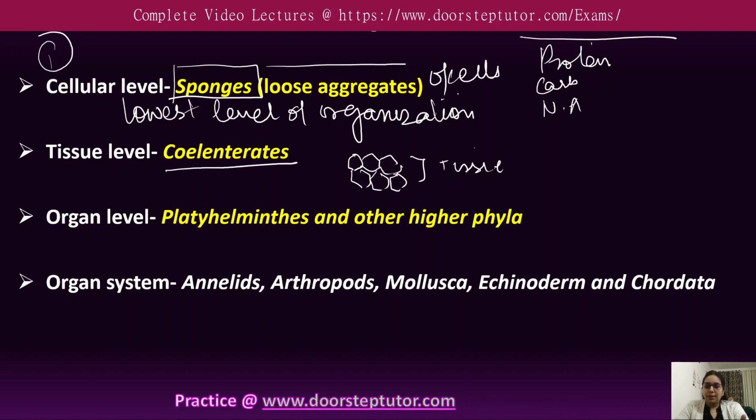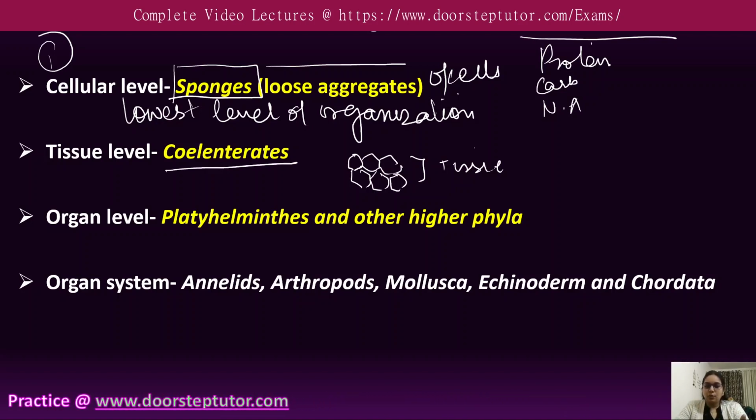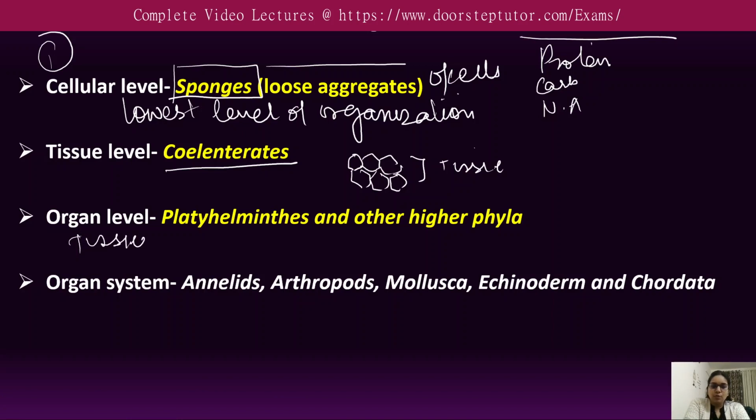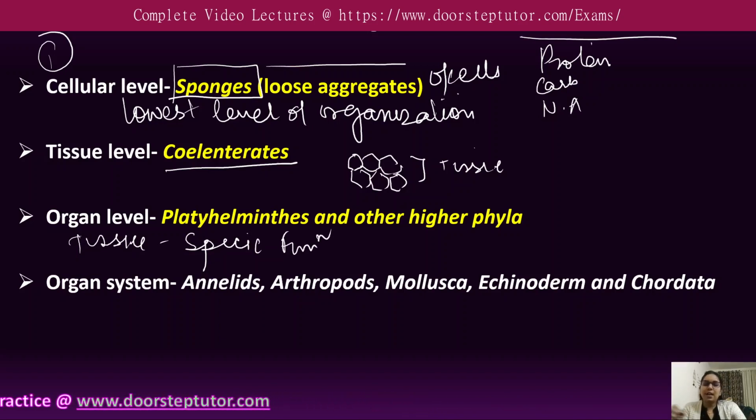Then here comes the organ level. We know that organs are structures composed of different types of tissues working together to perform a specific function. So a group of tissues that perform specific functions forms the organ level. For example, the heart is an organ composed of muscle tissue, connective tissue, and nervous tissue, and it functions in the circulatory system.